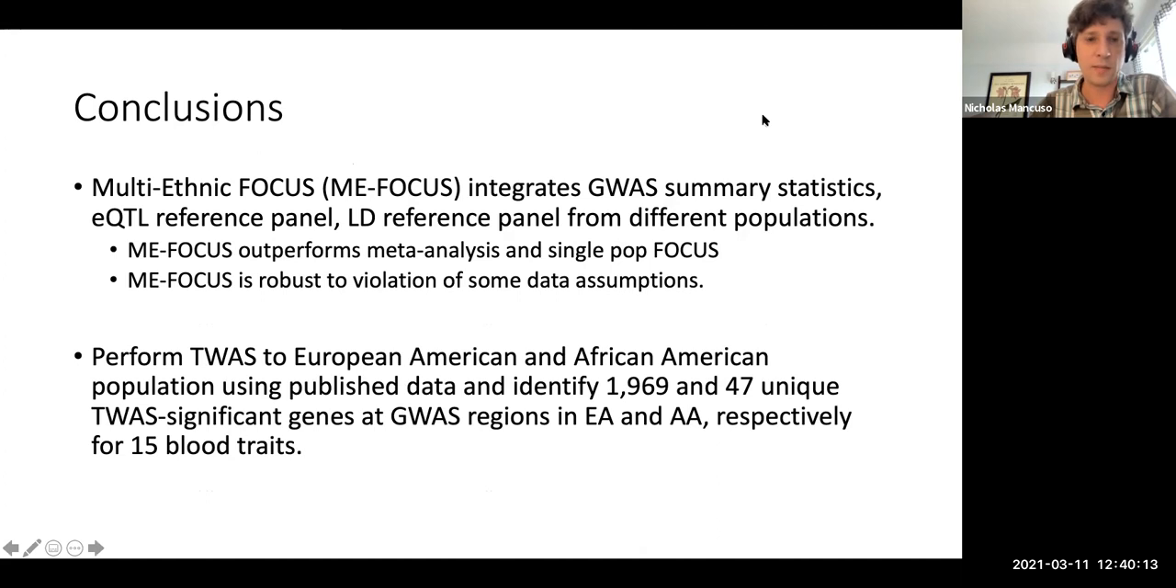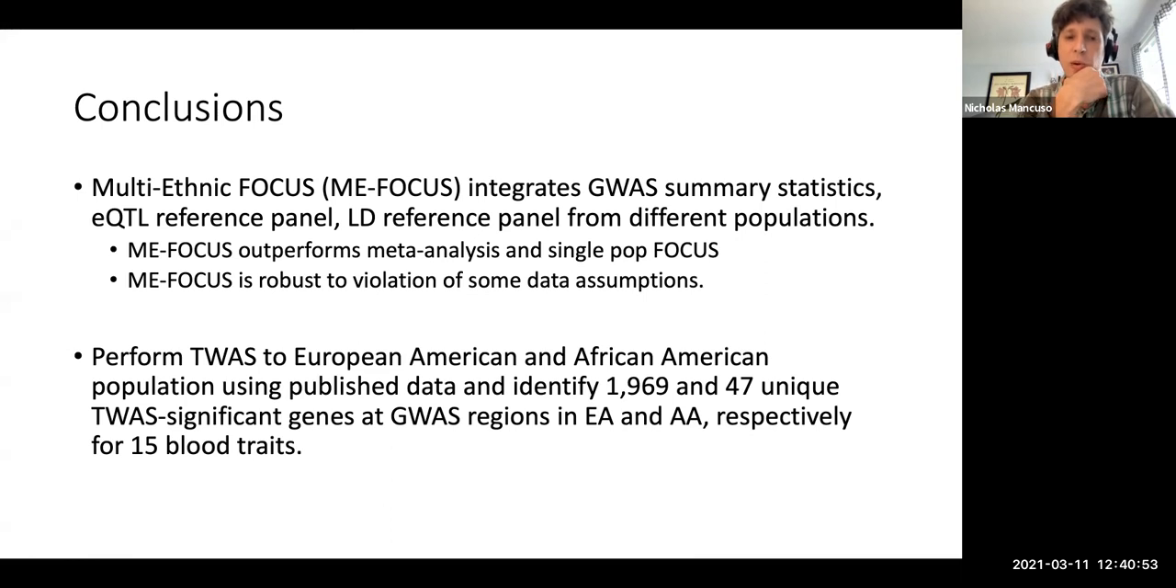I do wish I had more real data results to convince you that this is the correct approach to do a joint analysis of TWAS across multiple populations. But in summary, multi-ethnic focus integrates GWAS summary statistics, eQTL reference panels, and LD reference panels across multiple populations. In simulations, we found that it outperforms the current practice of doing meta-analysis, and similarly a single-population focus at increased sample size. Importantly, it was robust to violation of some data assumptions, and was able to correctly identify the causal gene when things varied, whereas other approaches can't.